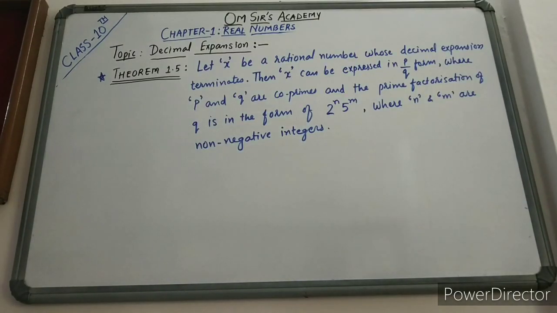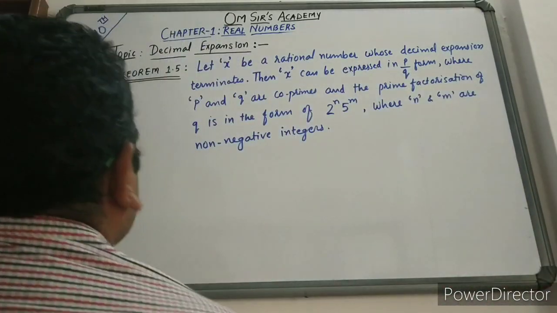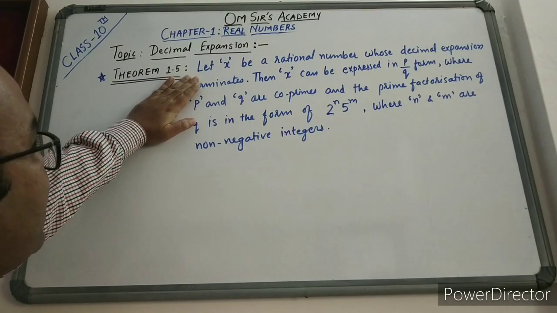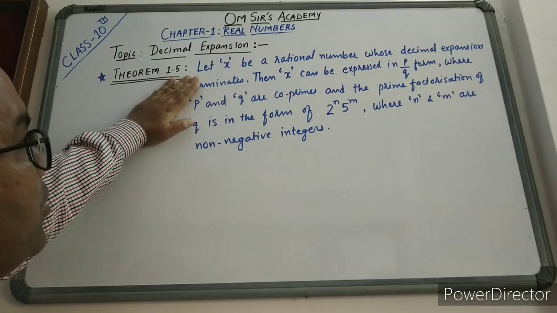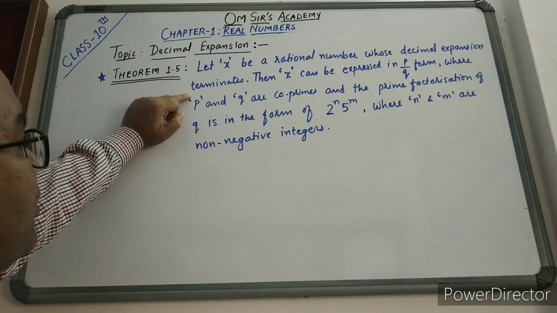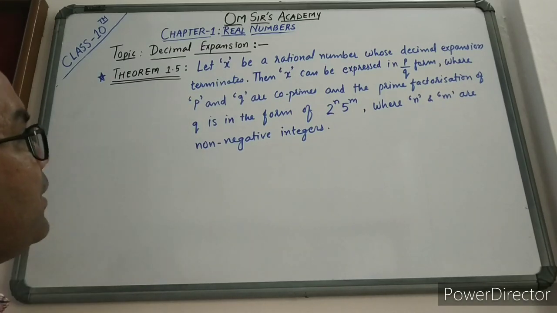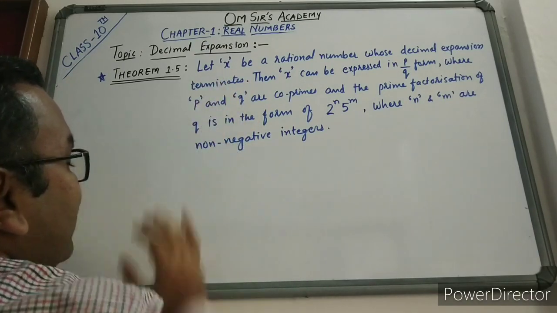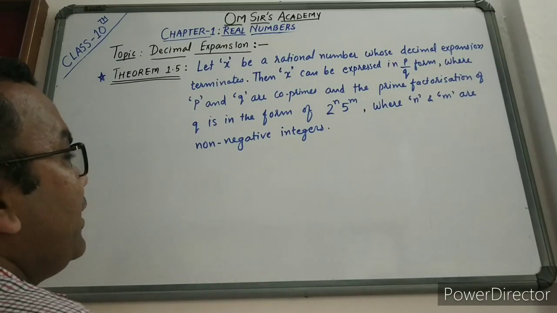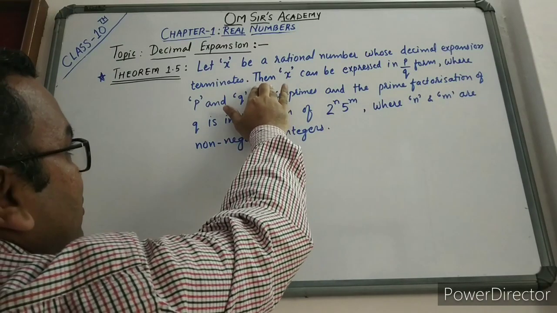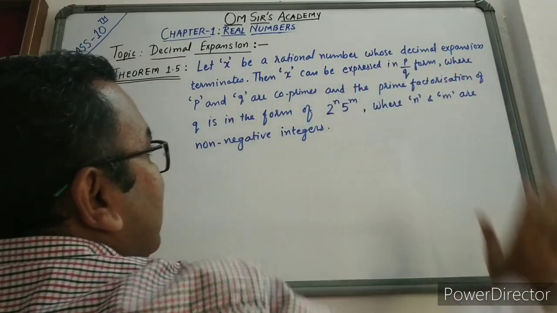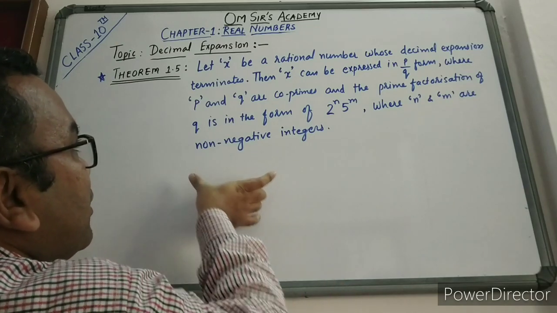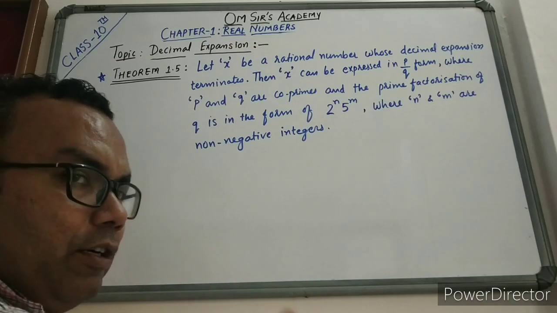So friends, the first theorem for decimal expansion is theorem 1.5. What does this theorem express? Say, let x be a rational number whose decimal expansion terminates. We have already learned what terminating decimal expansions are, right? Now then x can be expressed in p by q form. Revise it, just a few minutes before I announced that terminating decimal expansions are rational numbers.